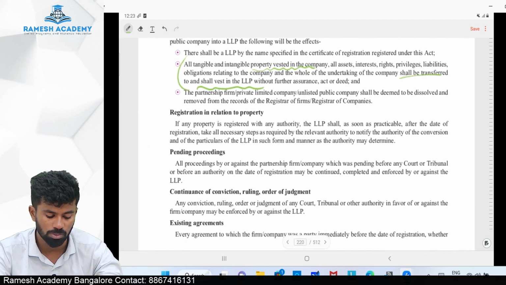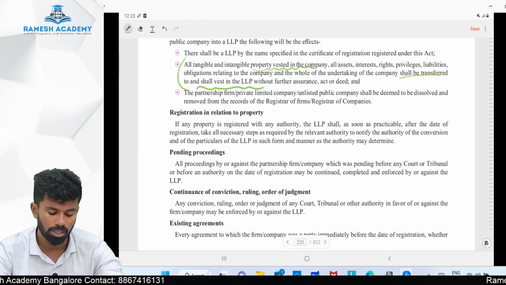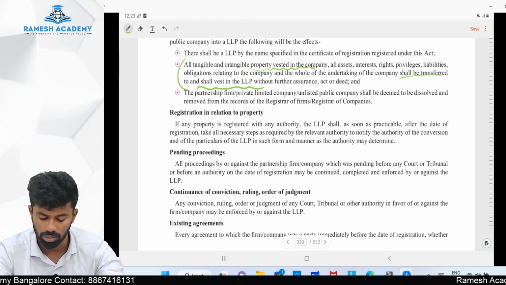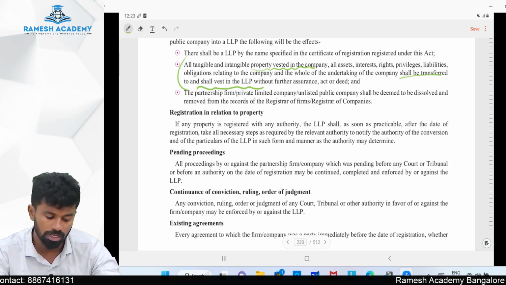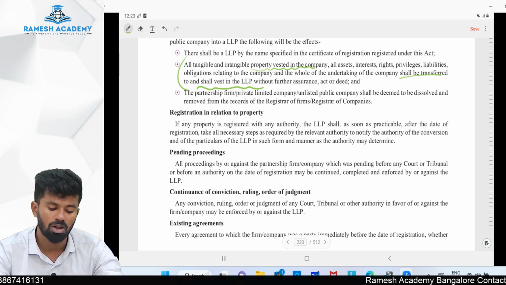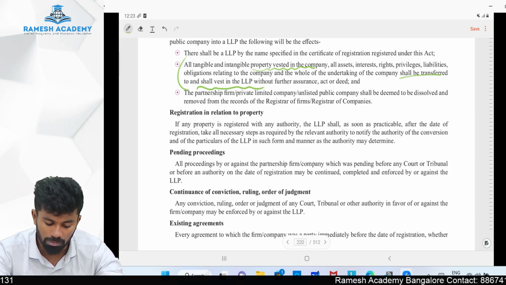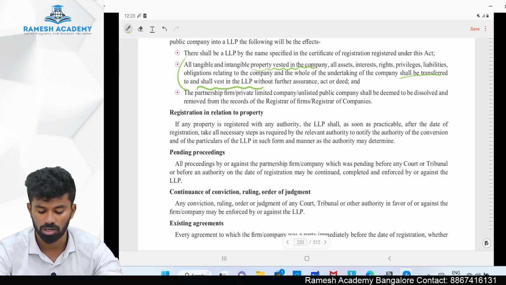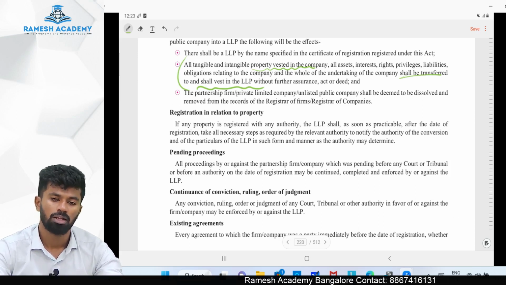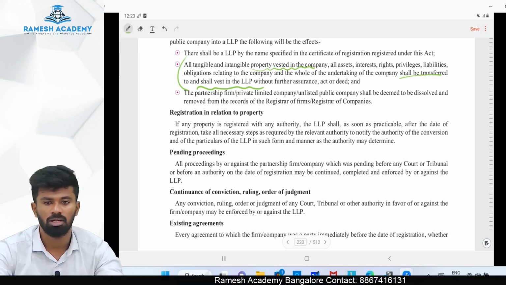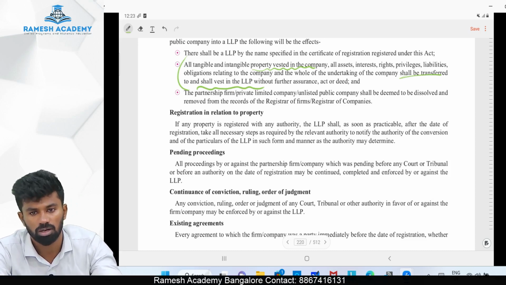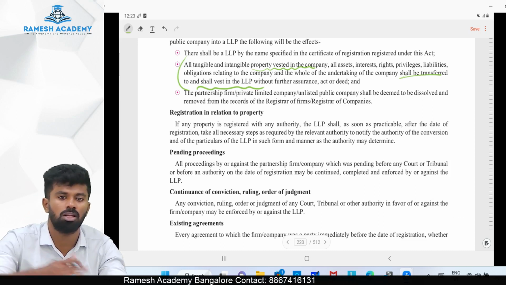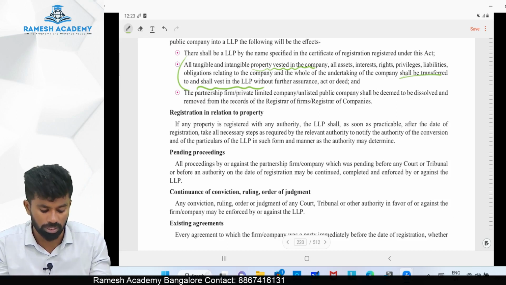Registration with respect to property: if any property is registered with any authority, the LLP shall, as soon as practicable after the date of registration, take all necessary steps as required by the relevant authority to notify the authority of the conversion and particulars. Let's say earlier you registered properties in the company name, now you converted it, you should change the records of the registration because it is in the company name, that has to be intimated.